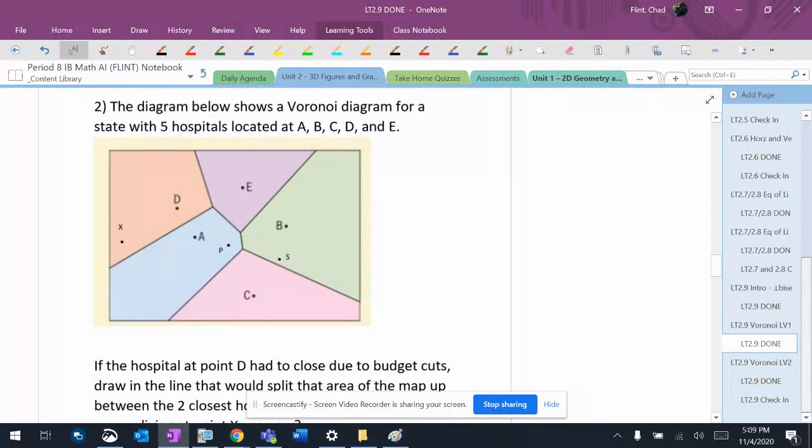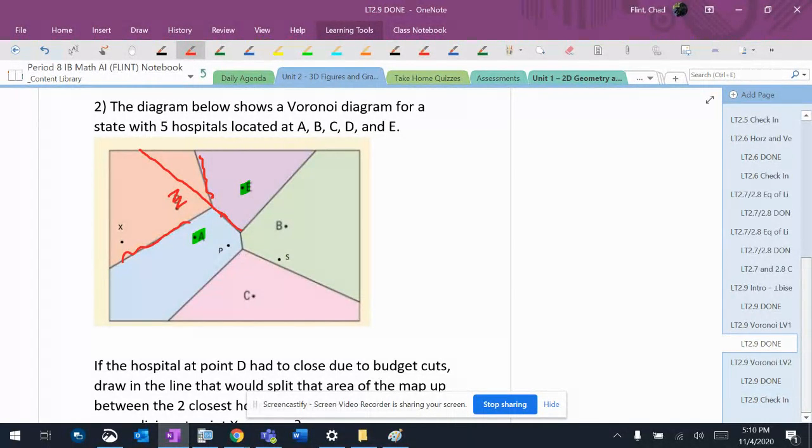So if you think about this, if D is suddenly not there anymore, that means that this line right here no longer exists, and this line right here no longer exists. Okay, but A and E are still here, which means this line that is the perpendicular bisector for those would just keep going. And it would go out like this.